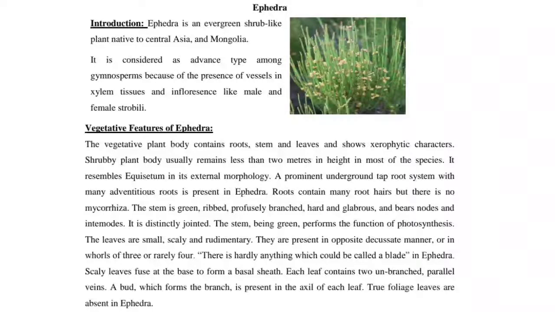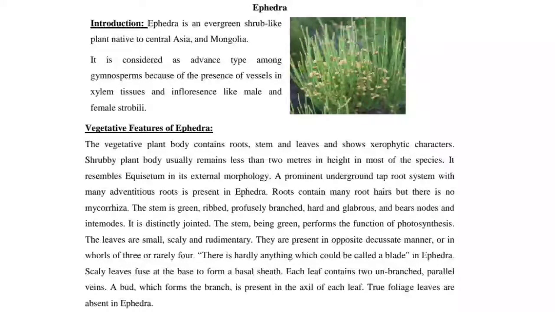The vegetative plant body contains roots, stem and leaves and shows xerophytic characters. The shrubby plant body usually remains less than 2 meters in height in most of the species. It resembles Equisetum in its external morphology. A prominent underground tap root system with many adventitious roots is present in Ephedra. Roots contain many root hairs but there is no mycorrhiza.